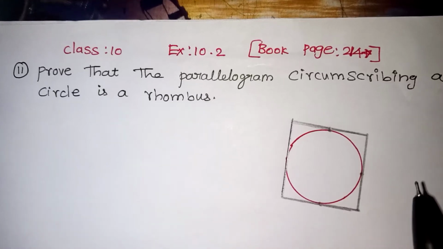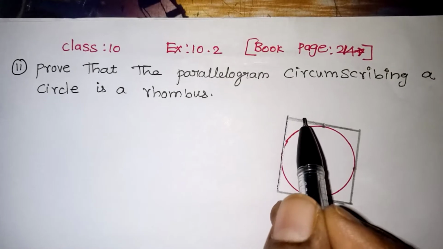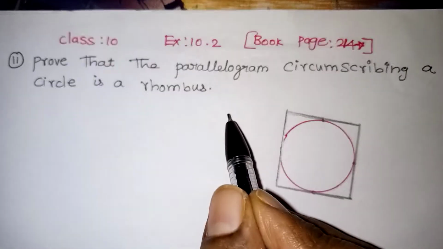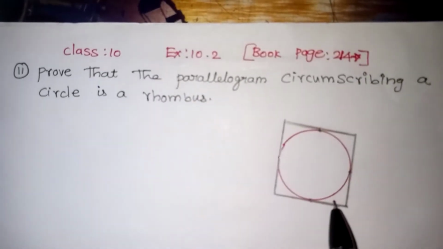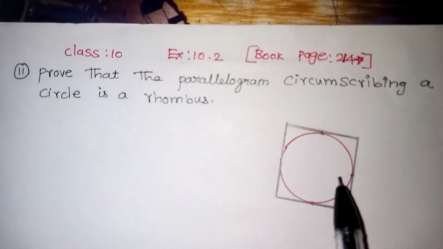Hi students, in this video we are going to learn question number 11 from exercise number 10.2. Our question is, prove that the parallelogram circumscribing a circle is a rhombus. So the outer is a parallelogram, it's circumscribing a circle. Then we need to prove that this parallelogram is a rhombus. So it's an important question.